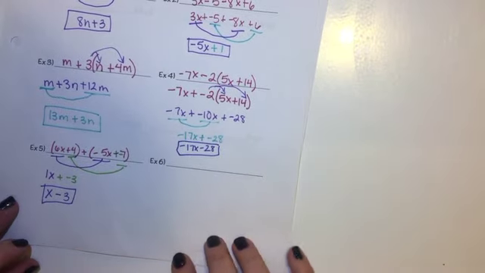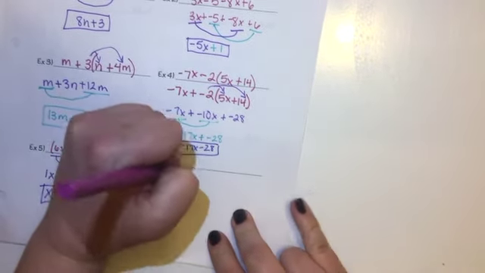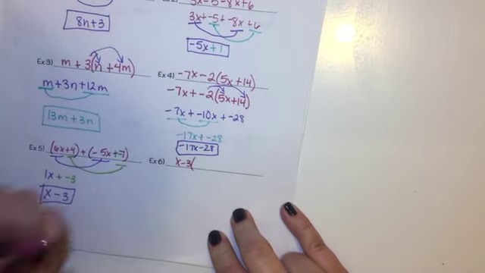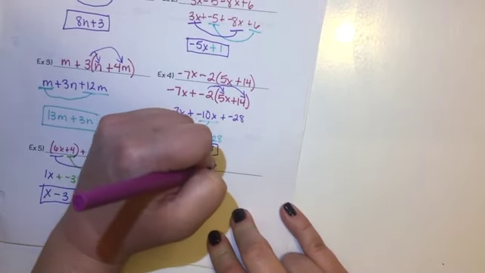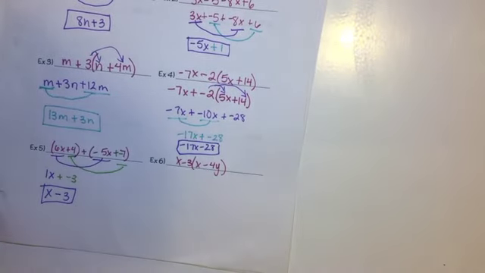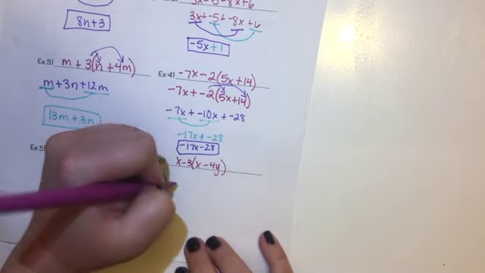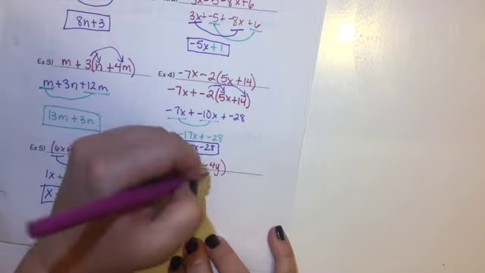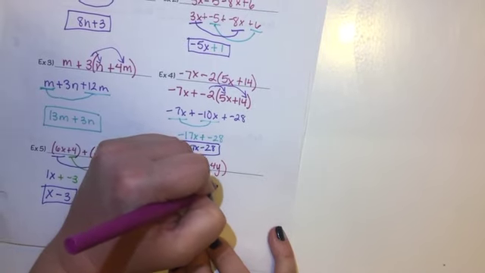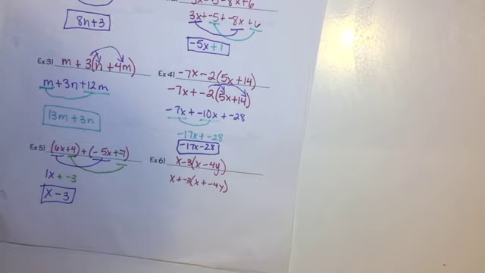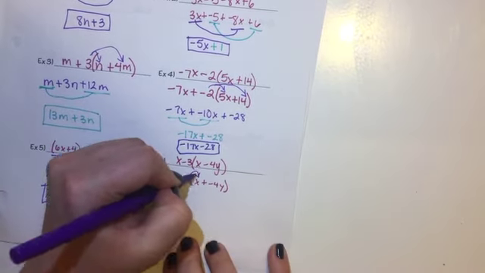All right, moving on to example 6. Example 6 is going to look like x minus 3 times the quantity, x minus 4y. Okay? Now, in this case, we're going to go through and rewrite this, but we're going to add the opposite. So x plus negative 3 times the quantity x plus negative 4y. So add the opposite. Now we'll go through and we'll distribute our negative 3.